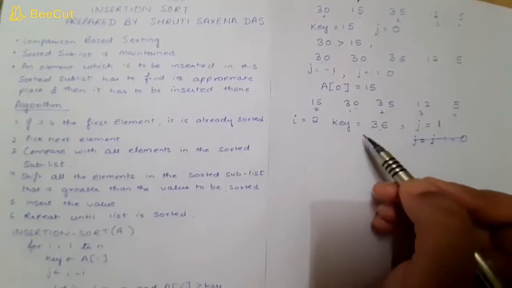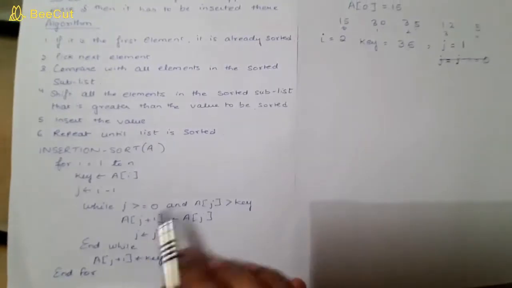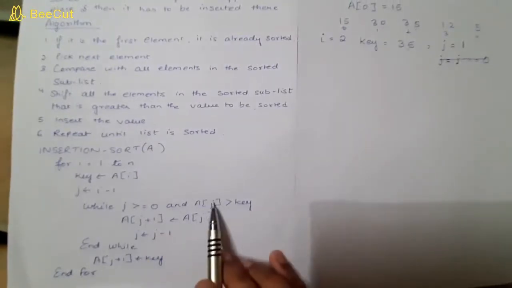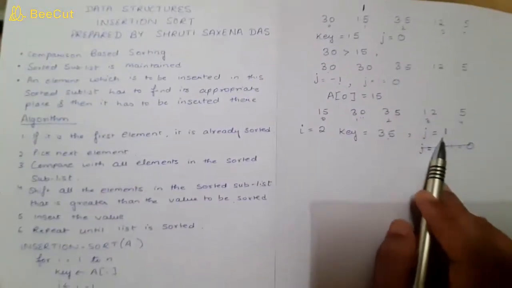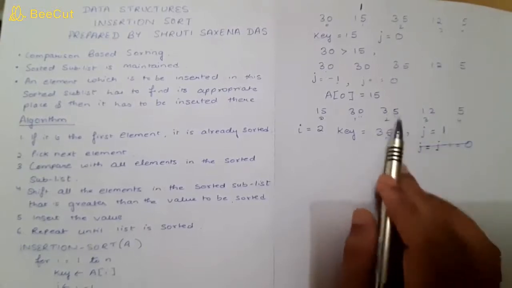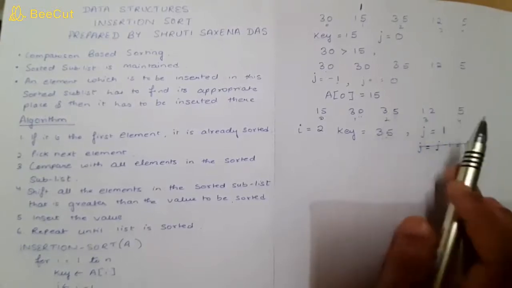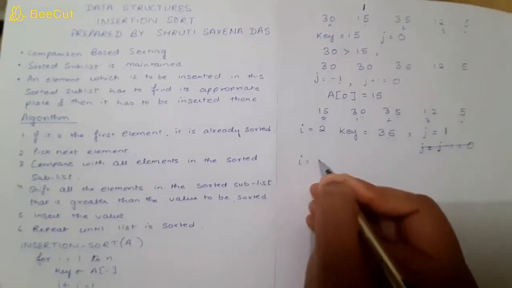See it over here. When you have compared these two things, this condition became false, so you'll come out of the while loop. After coming out of the while loop, we have to insert the key value at a of j plus 1. Now what is the value of j? J is 1. A of j plus 1 will be a of 2. At a of 2, we are inserting the key value. Already 35 is there, so no need to do anything. Simply, we'll increment the value of i by 1.